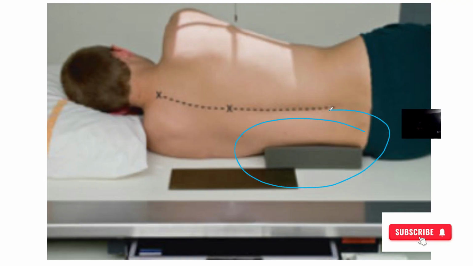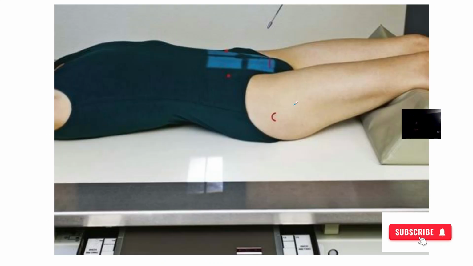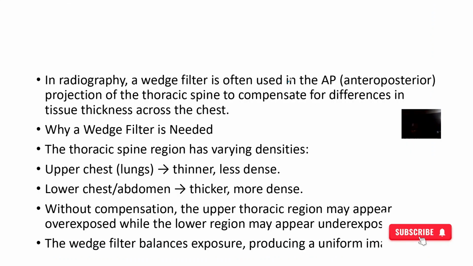So if I'm using a wedge to image the chest, well, this one was actually used at the legs, but maybe they use it at the leg just to make sure that the chest is in good position. Do you understand? So a wedge filter is often used in anteroposterior projection of the thoracic spine, and this compensates for differences in tissue thickness across the chest.